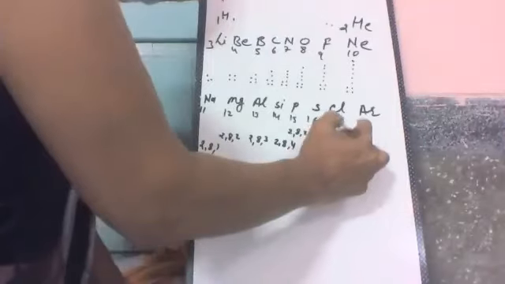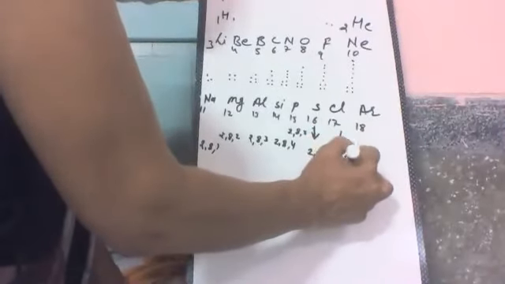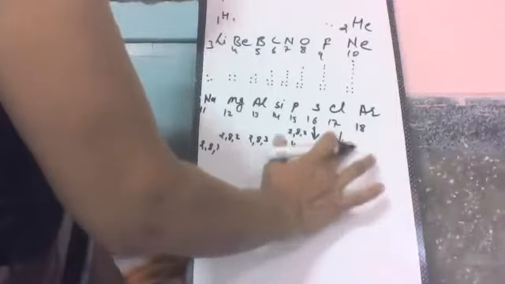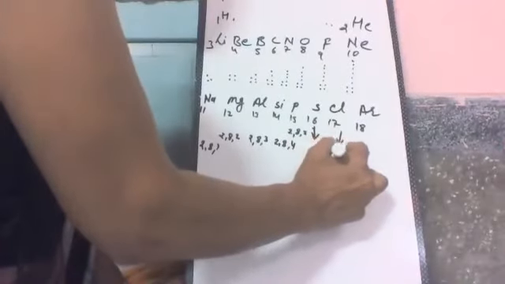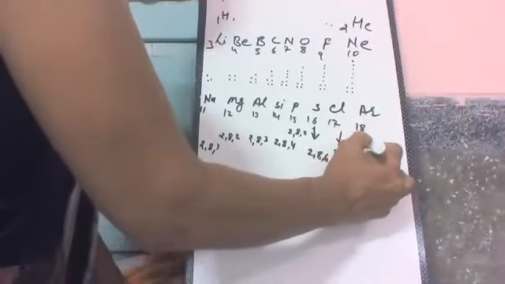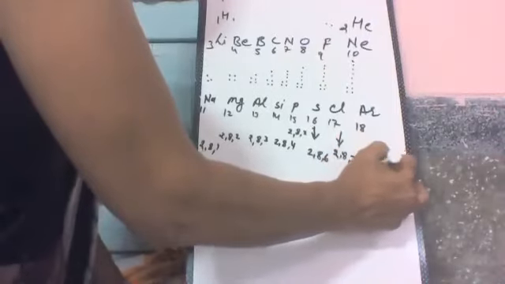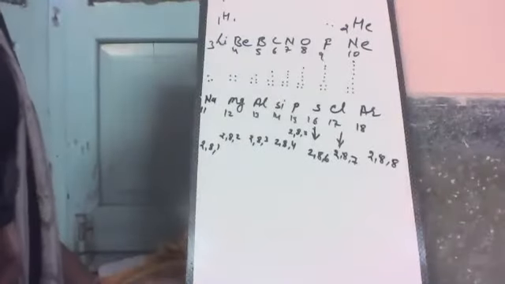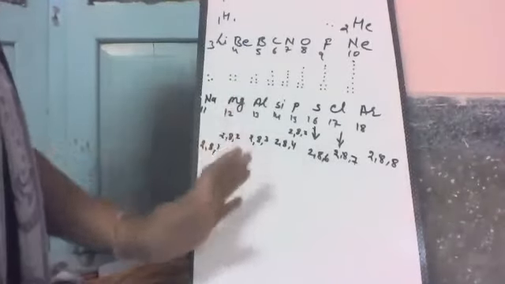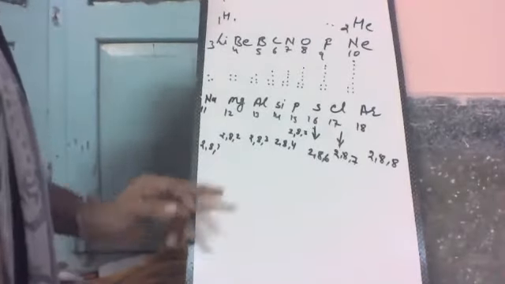2, 8, 6, and in this 2, 8, 7. Here 2, 8 and 8, up to argon, the third shell is completed. Right? Now after this, the fourth shell will start.